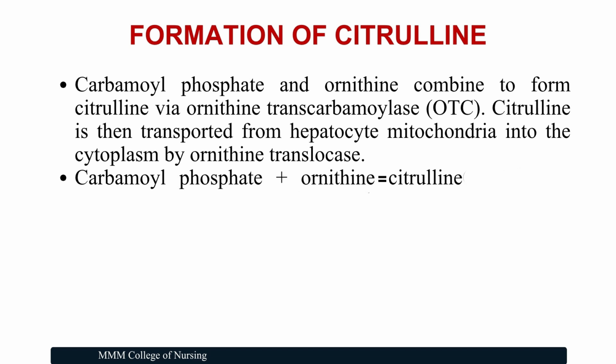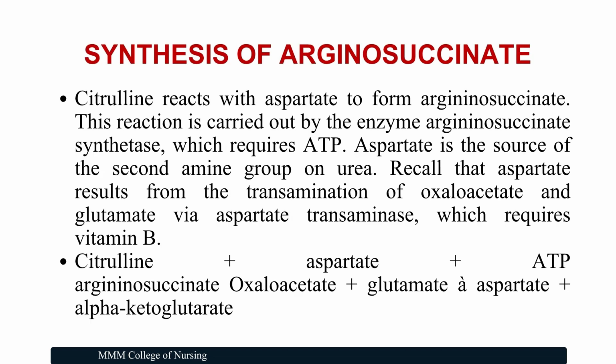Now we'll see step 3, that is synthesis of arginosuccinate. It occurs in the cytosol. Now we are in the cytoplasm. Here citrulline reacts with aspartate to form arginosuccinate. The enzyme is arginosuccinate synthetase and this reaction requires ATP. So here is a very important point. Aspartate is the source of the second nitrogen atom that will eventually end up in urea. The first nitrogen came from ammonia in step 1. Where does aspartate come from?